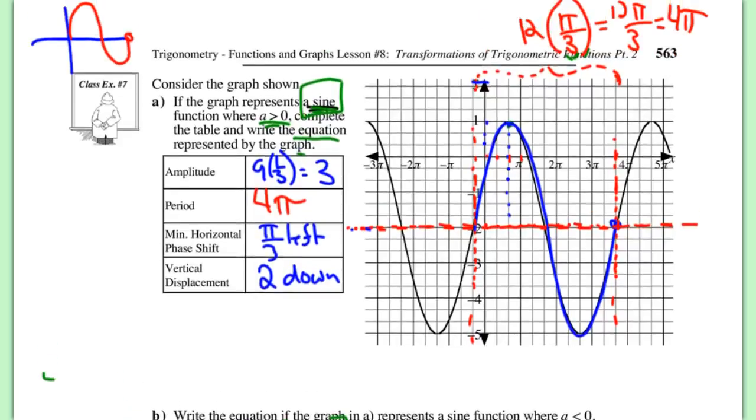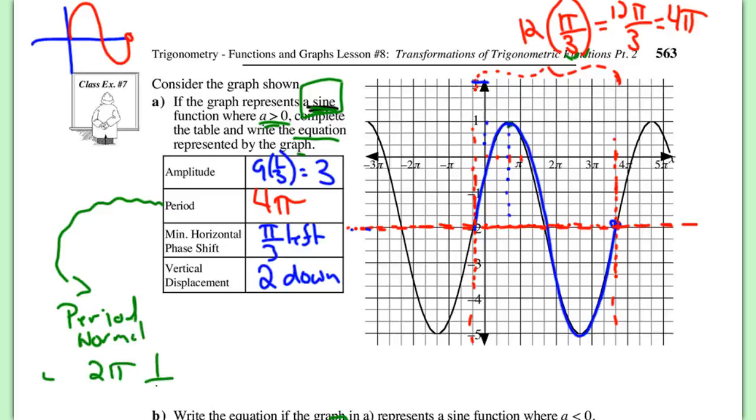Oh, maybe they didn't tell us to write the equation down there. So when we go to write the equation, the only thing that's tricky is this period. Remember, the period is not the b value. The period's not the b value. My period is normally 2 pi, unless we multiplied by some b value. So the period multiplied by 1 over b is equal to, in this case, 4 pi.